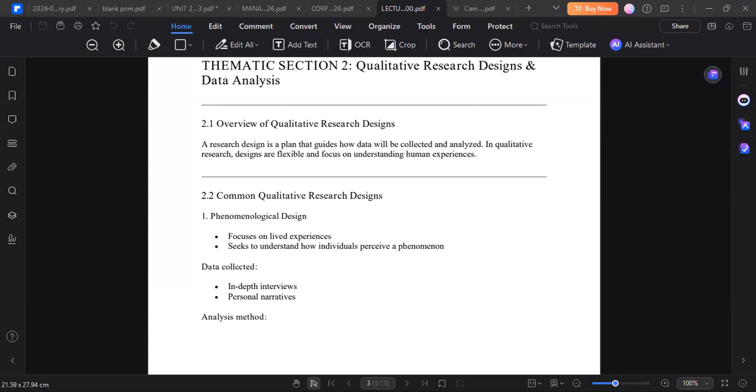So qualitative research is quite involving, all right? But it involves that. These are the analyses that are involved.